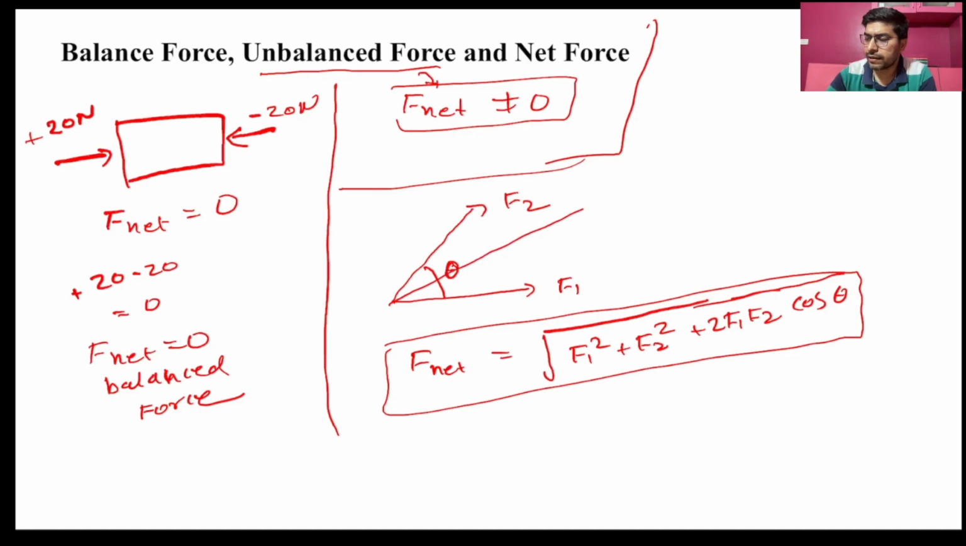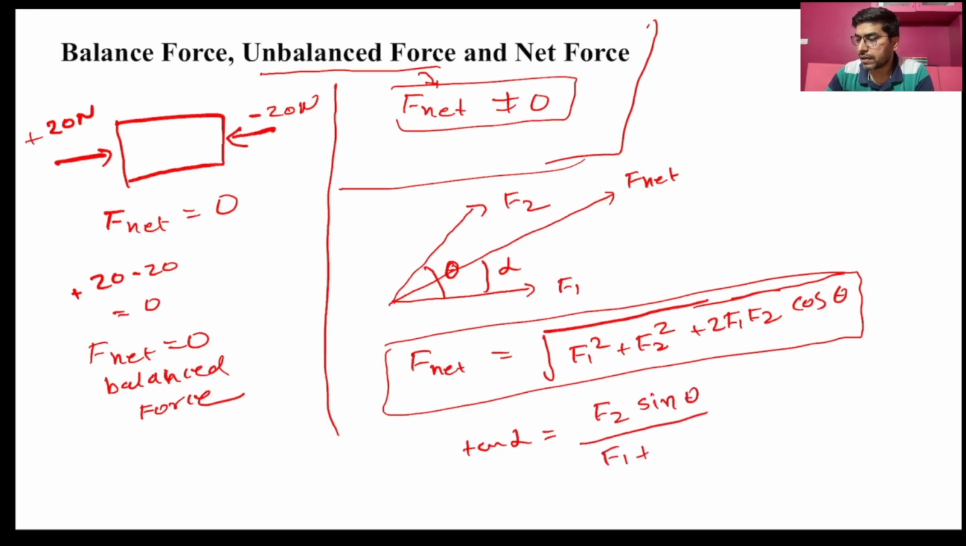Suppose the resultant F net makes angle alpha with F1. So what will be the direction of F net? We can write tan alpha is equal to F2 sin theta divided by F1 plus F2 cos theta, right?